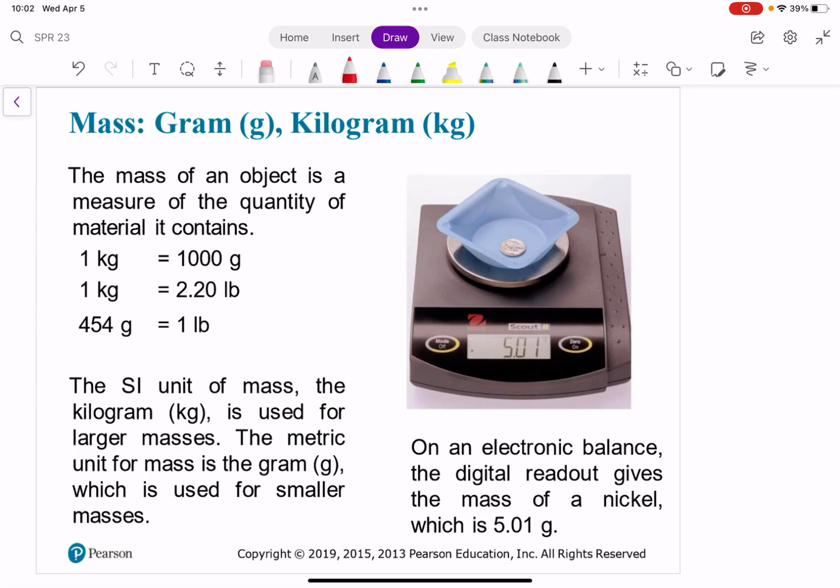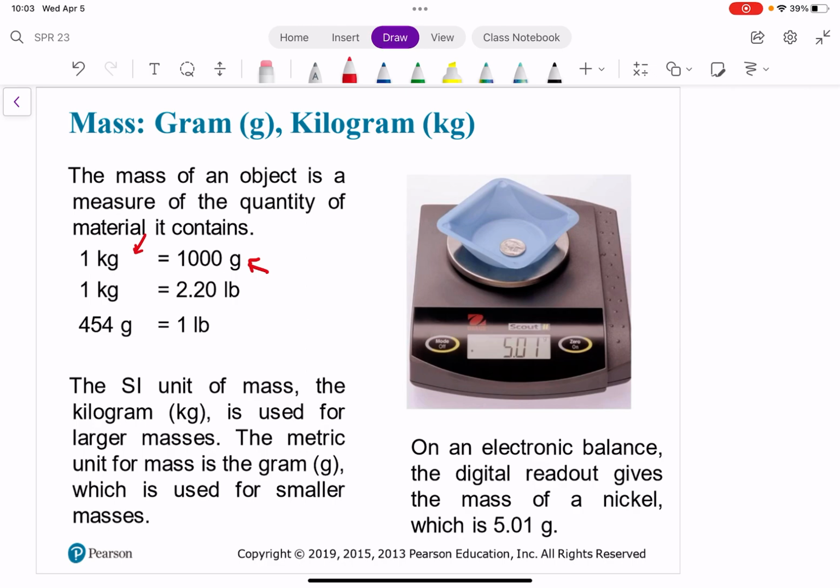For mass, the metric unit is grams and the SI unit is kilograms. So kilograms are larger than grams, right? There are 1,000 grams in 1 kilogram. So lots and lots of grams in a kilogram. So we know that kilograms are larger.